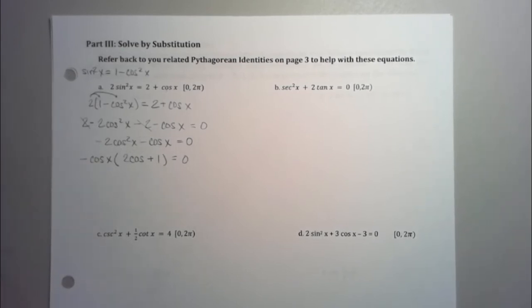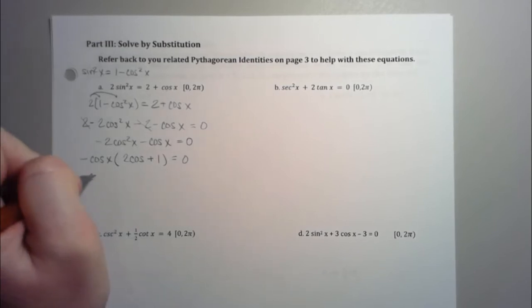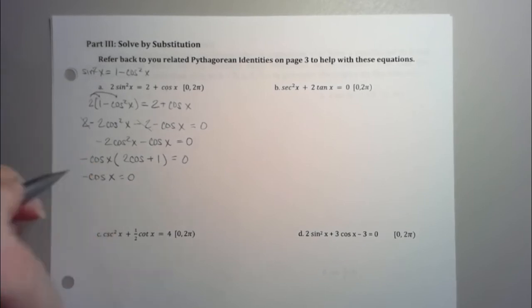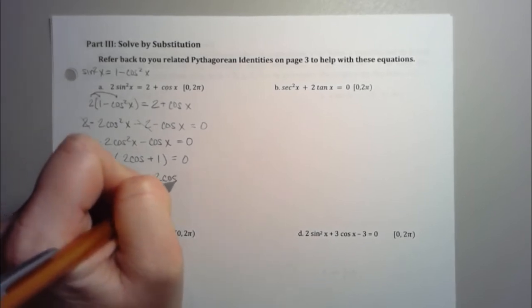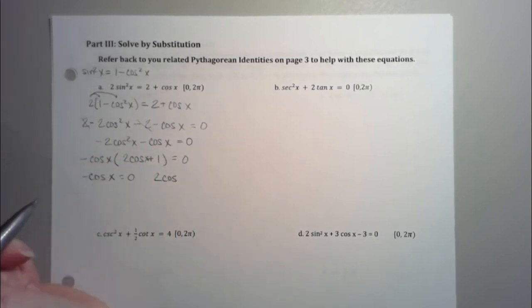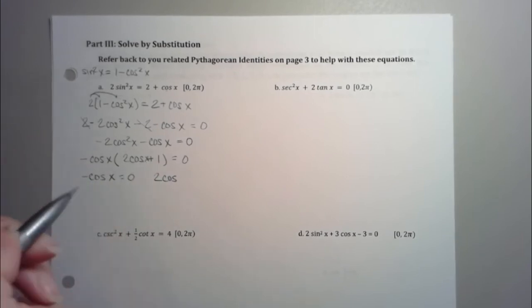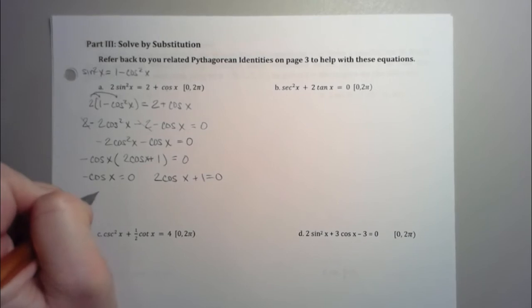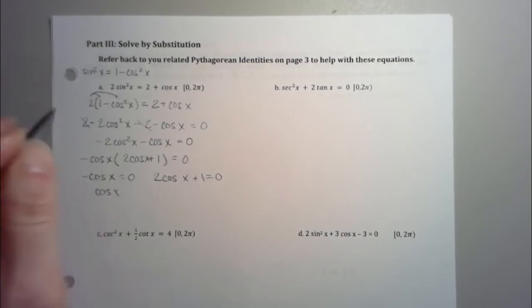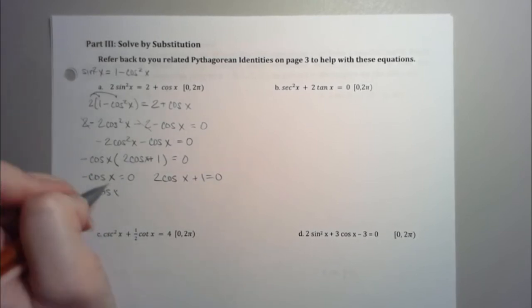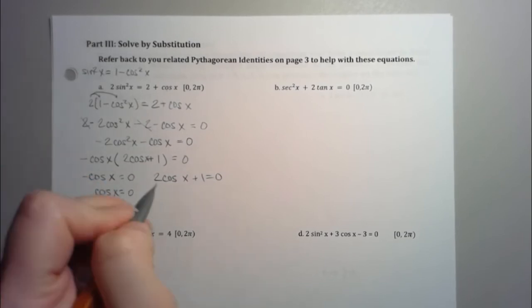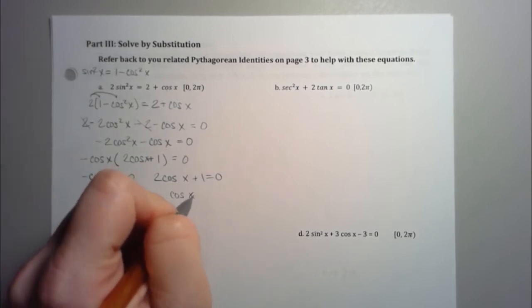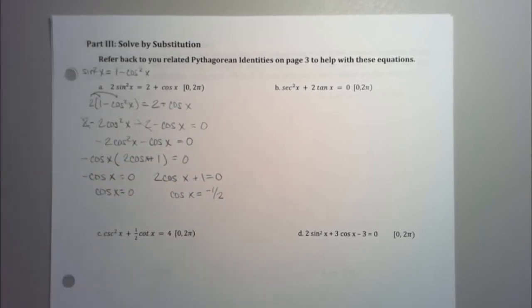So now that it's factored, we set each factor equal to 0, and this looks a lot like what we did yesterday. So negative cosine x equals 0. I realized I forgot the x right there, so I just added the x. 2 cosine x plus 1 equals 0. So this means that the cosine of x is 0, or the cosine of x is negative 1/2.